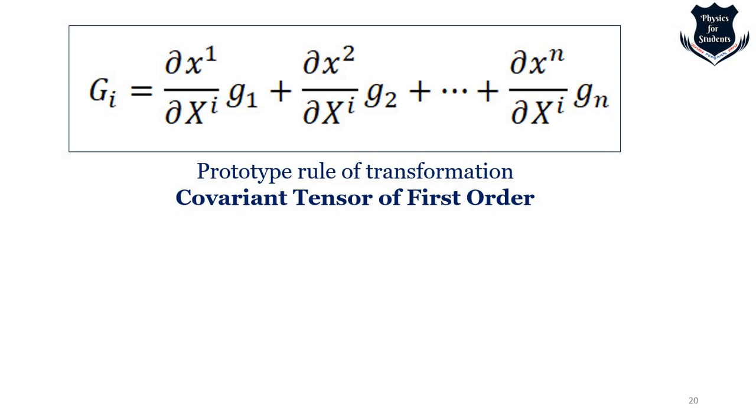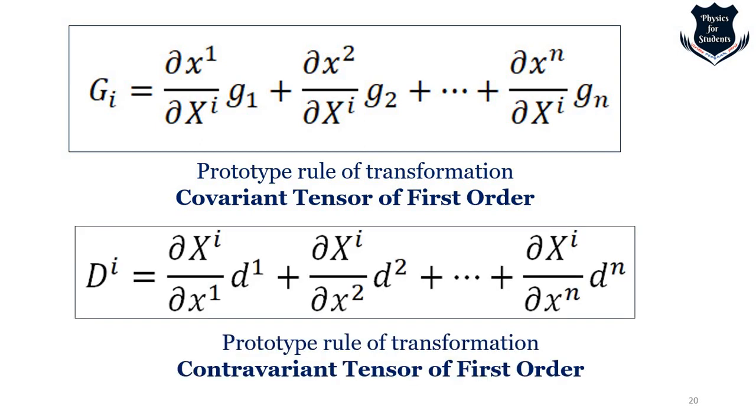Now let us compare the prototype rule of covariant of first order and contravariant. One thing you need to understand is that when we compare this with the contravariant rule which we have just seen, both define and transform components as linear combinations of the original components.